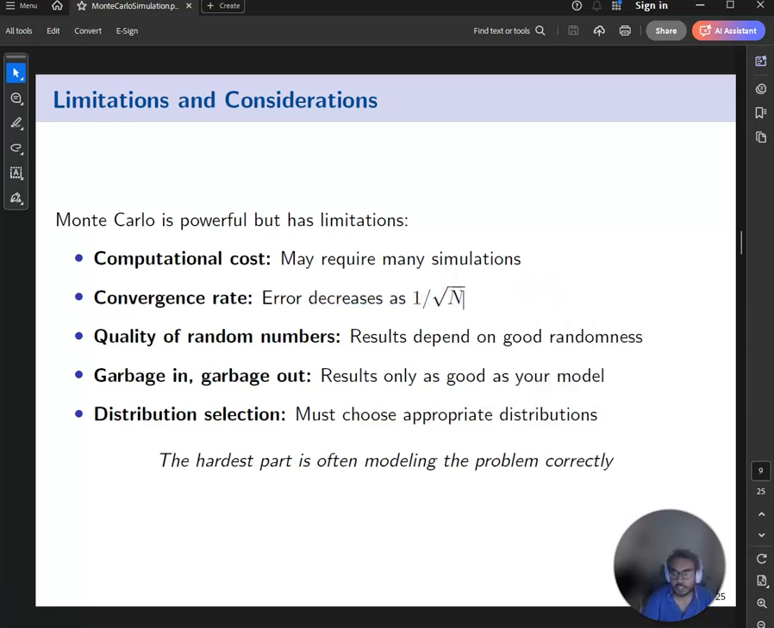The quality of random numbers is another critical factor. Results can be compromised if your random number generator has subtle biases or correlations. The garbage in, garbage out principle says that you are only as good as the model you are using. If your assumptions about distributions or the relationships between the variables are wrong, then even a perfectly executed Monte Carlo simulation will provide misleading results. And distribution selection is correlated with garbage in, garbage out.